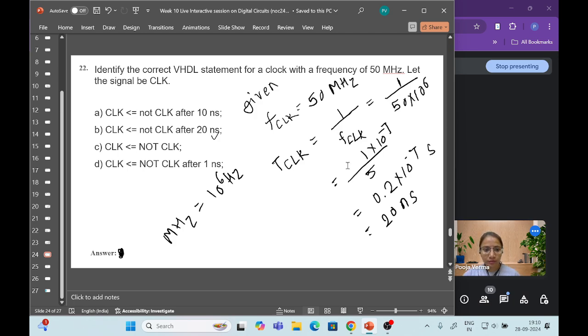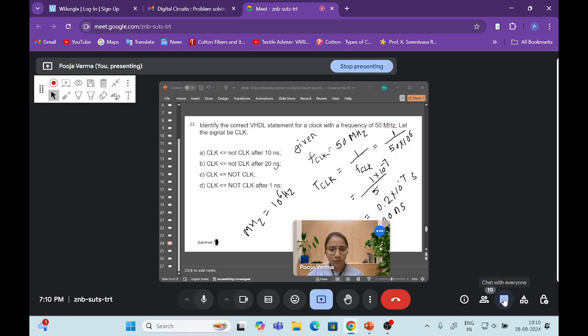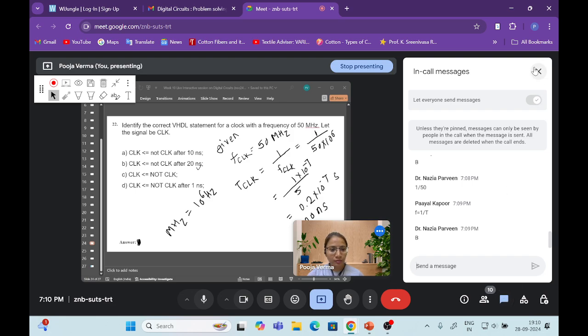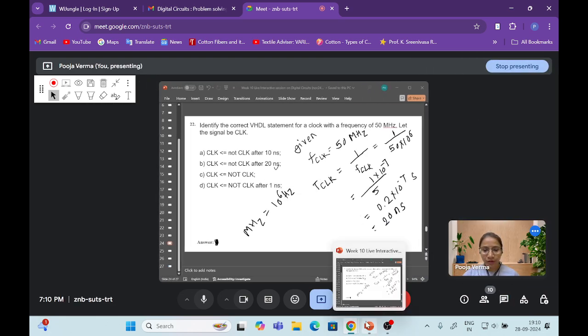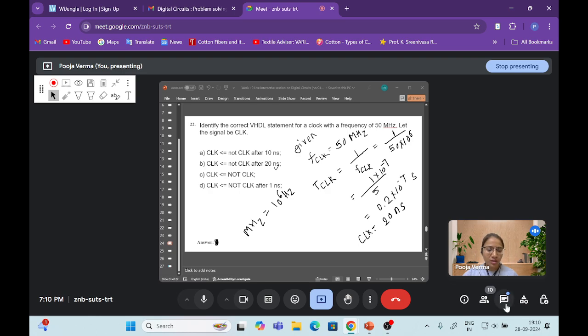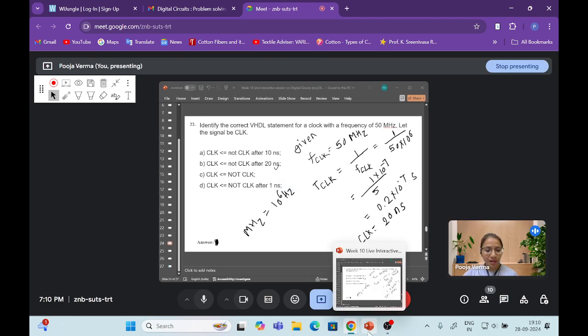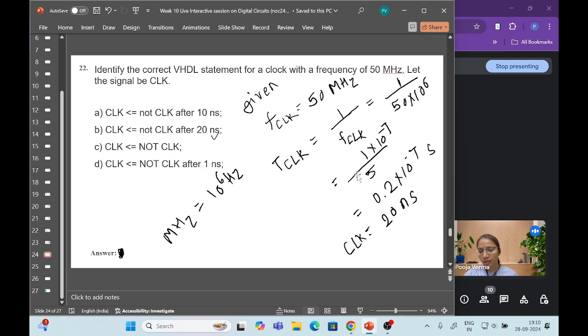So the T clock we will get is 20 nanosecond. So they have asked, identify the correct VHDL statement for a clock with a frequency of 50 megahertz, with the signal being clock. So clock after 10 nanosecond or 20 nanosecond, or not clock. That one is not the correct answer: not clock after 20 nanosecond.